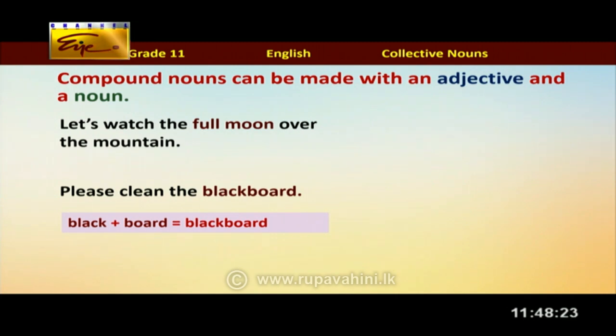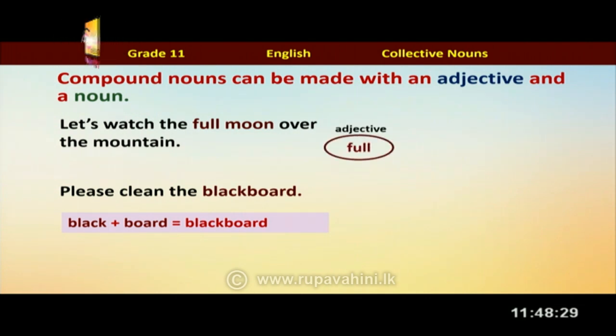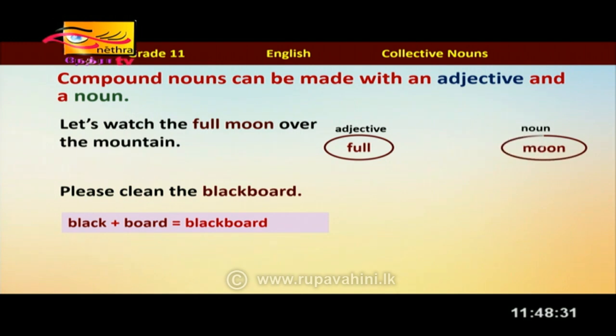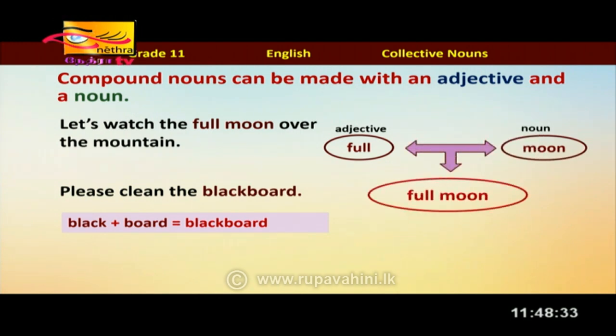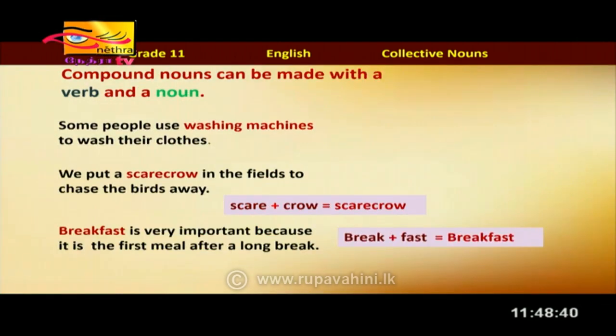The next one, adjective and a noun. Yes. Full is an adjective, moon is a noun. So it makes the compound noun full moon. Example, black, adjective, board, noun, blackboard. Yes. Now, the next one, we can form compound nouns with a verb and a noun.